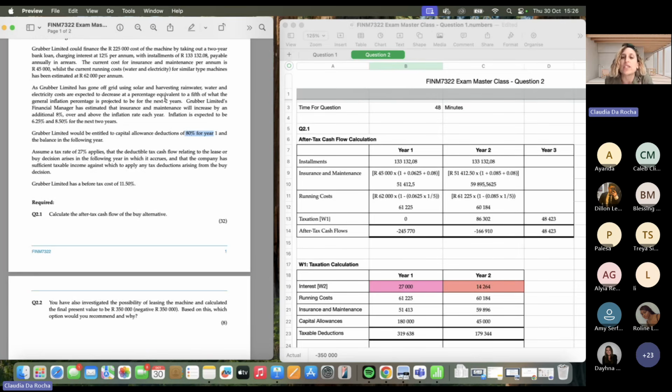The other way you can do it is you can say 62 times the 1/5 of this 6.25% and then deduct it from the 62. I've just done it this way because it's a shortcut method. Much easier to do it this way.